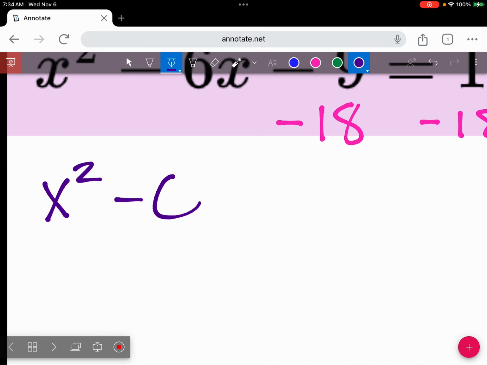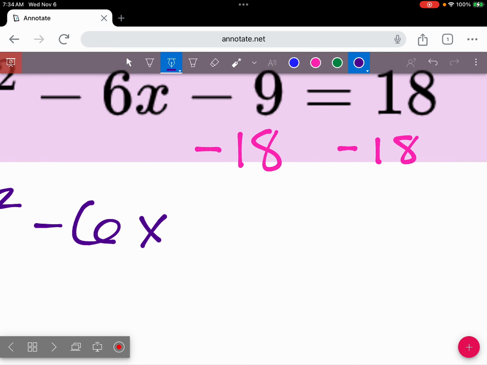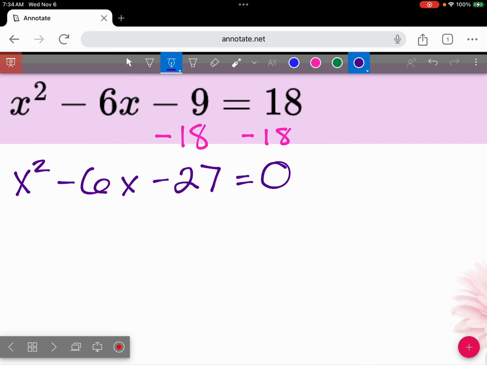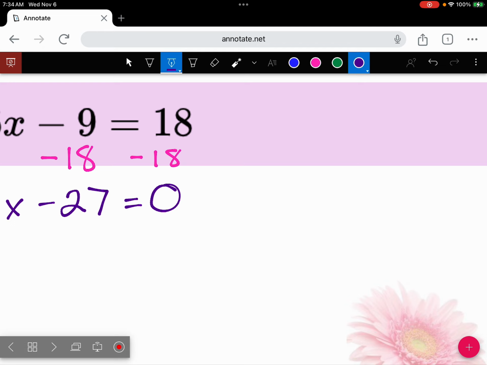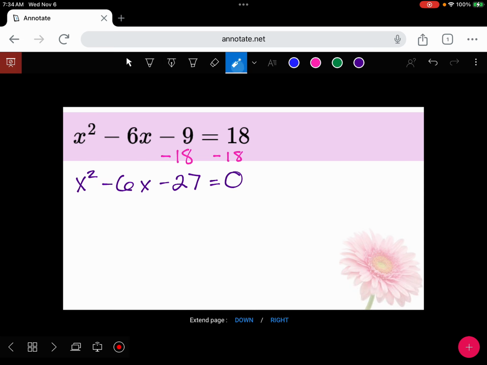X squared minus 6x minus 9 minus 18 gives me minus 27 equals 0. So we've got it equal 0. Go team. Now we need to factor this. Do I have a GCF of 3? No. Why not? There's not a number in front of x squared. It's got to come out of everybody. So I do not have a greatest common factor.